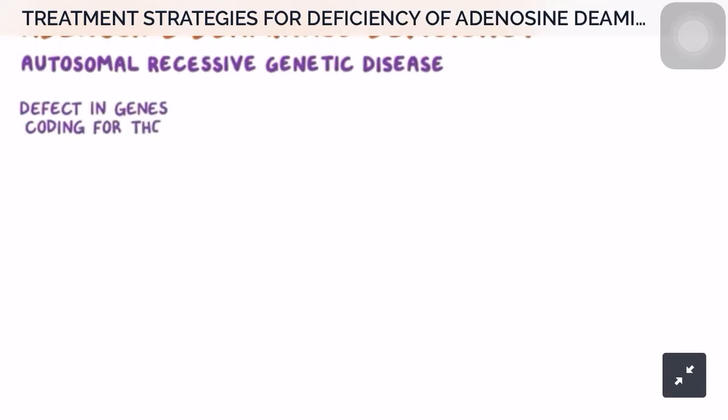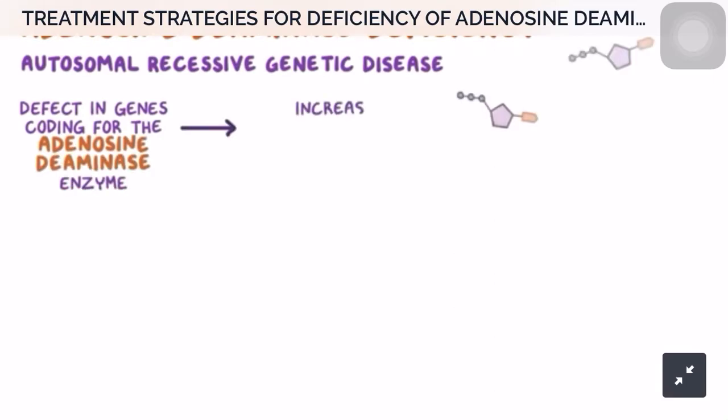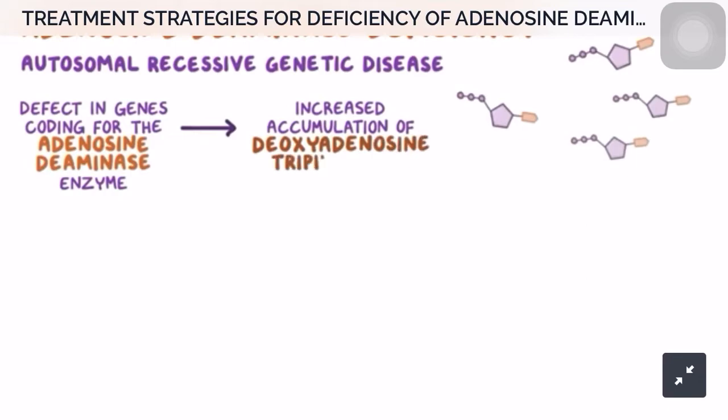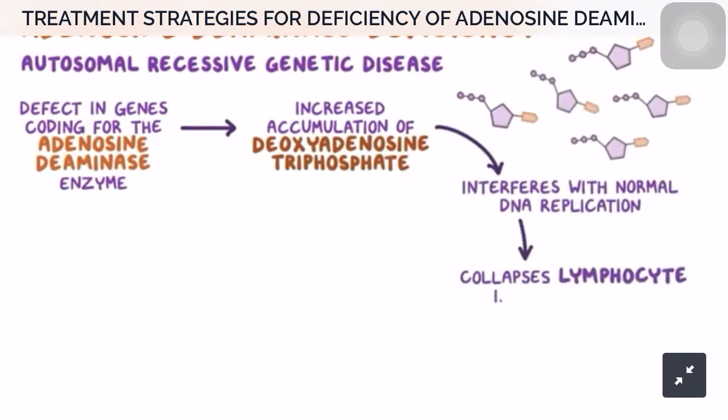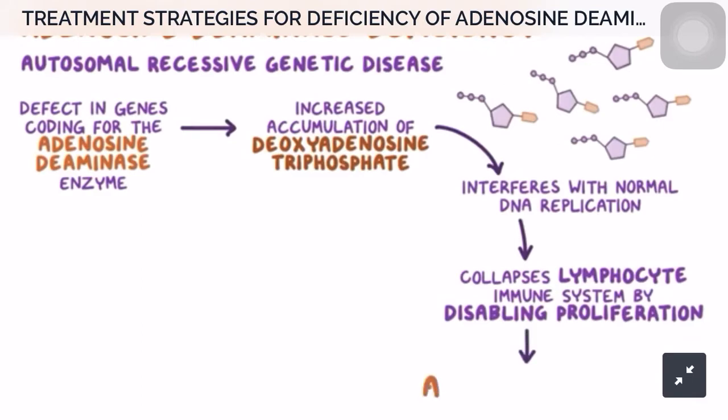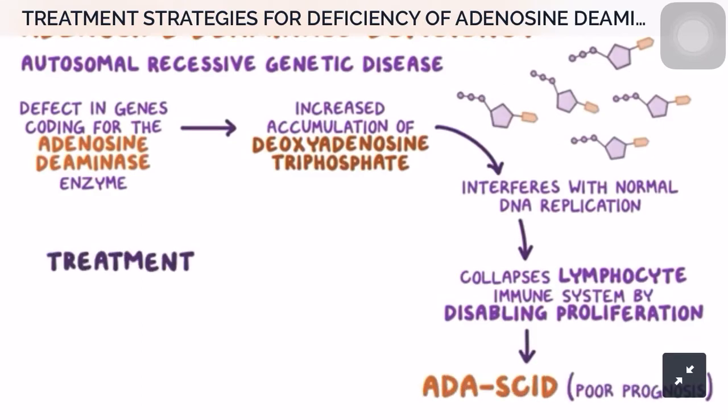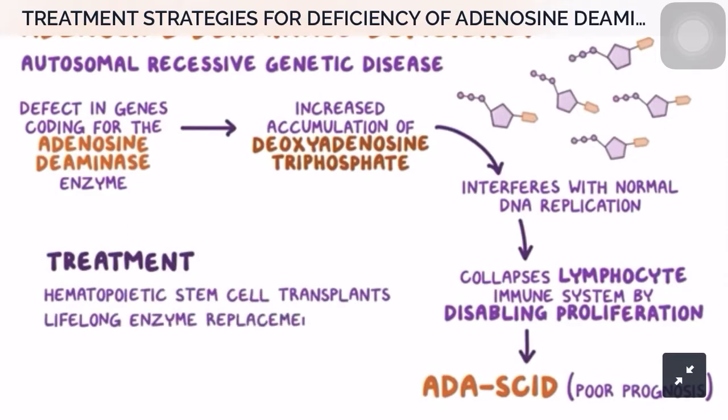Alright, as a quick recap, adenosine deaminase deficiency is an autosomal recessive genetic disease resulting in a defect in genes coding for the adenosine deaminase enzyme. The result of ADA is increased accumulation of deoxyadenosine triphosphate, which interferes with normal DNA replication and collapses our lymphocyte immune system by disabling its proliferation. This leads to severe combined immunodeficiency, called ADA-SCID, which has a poor prognosis. Treatment options are hematopoietic stem cell transplants or lifelong enzyme replacement therapy.